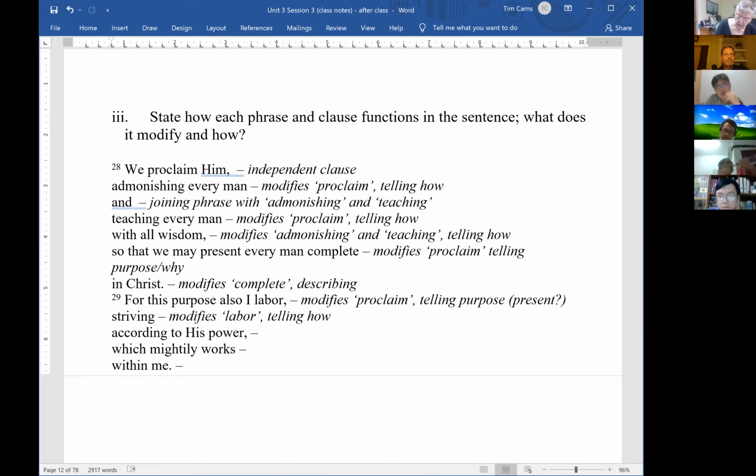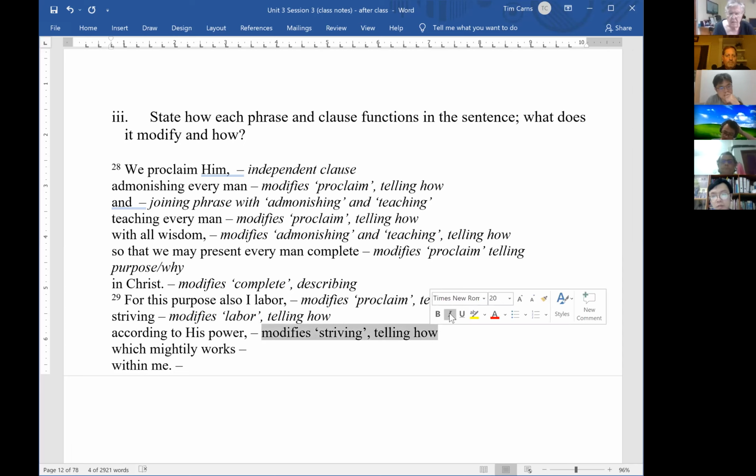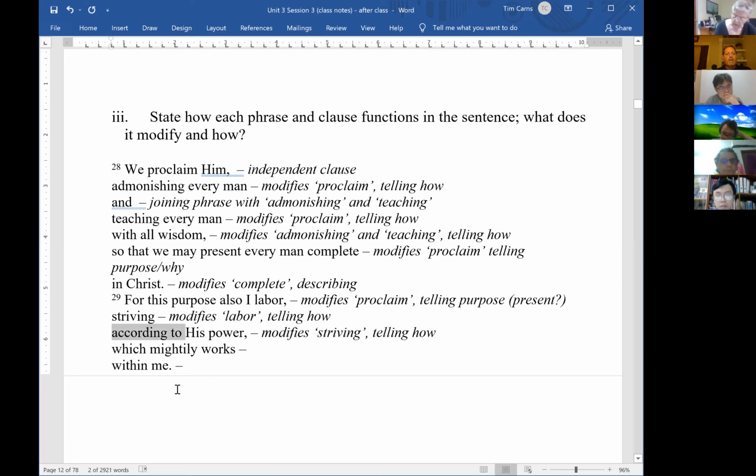According to modifies striving. Very good. Again, in what way is it modifying it? It says how to strive, how he is striving, and dependent on God's power. Whenever you see the preposition "according to," that's usually going to be a how something is done. That's typically how it functions. It describes how an action has taken place.